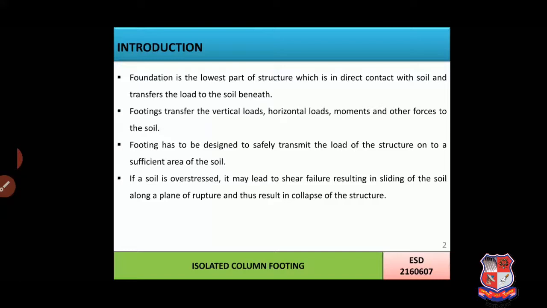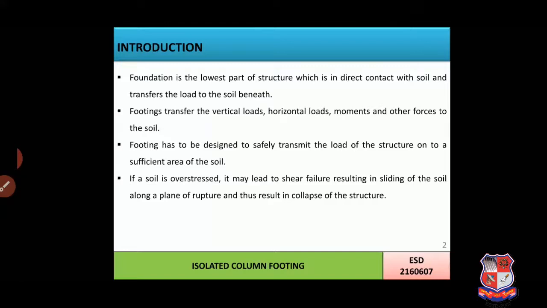Why is the footing provided, or we can say what are the functions of footing. Foundation is the lowest part of the structure which is in direct contact with the soil and transfers the load to the soil beneath. Means footing transfers the load of the structure to the soil.